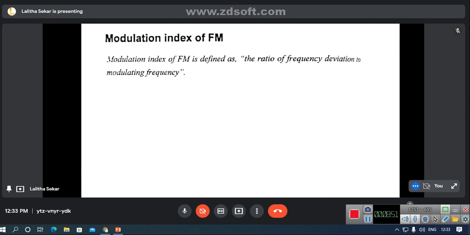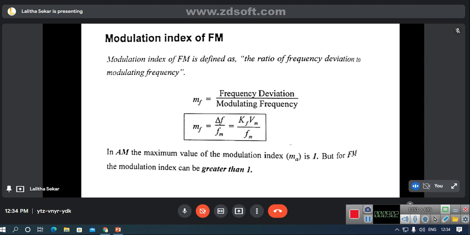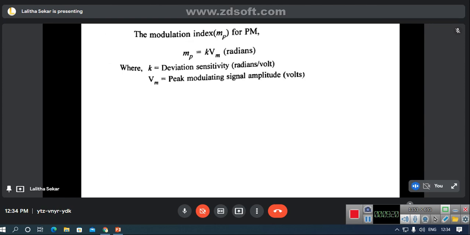So the modulation index of FM can be defined as the ratio of frequency deviation to modulating frequency. Therefore, mf is equal to frequency deviation divided by modulating frequency, Δf divided by fm. Δf is nothing but Kf into Vm. In AM, the maximum value of modulation index is 1, but for FM the modulation index can be greater than 1.